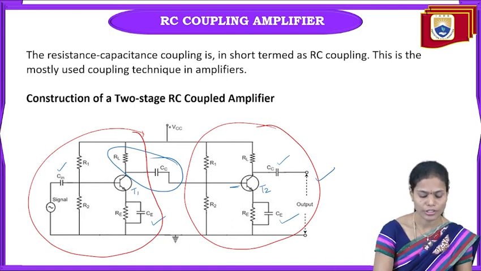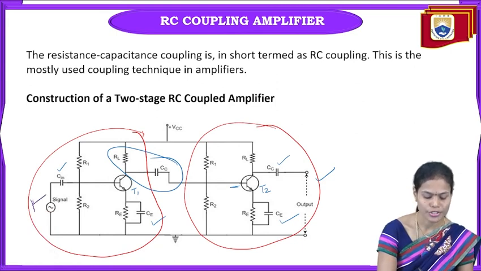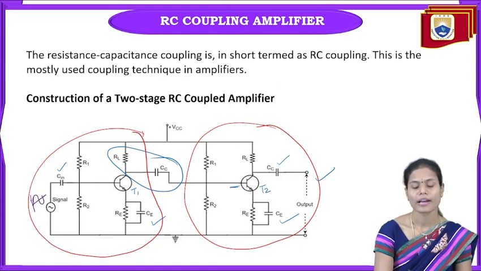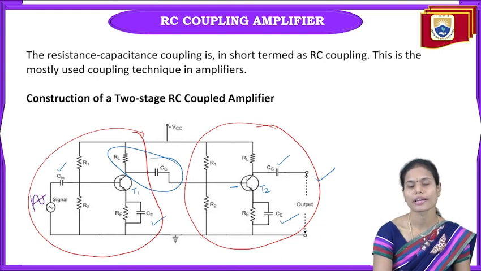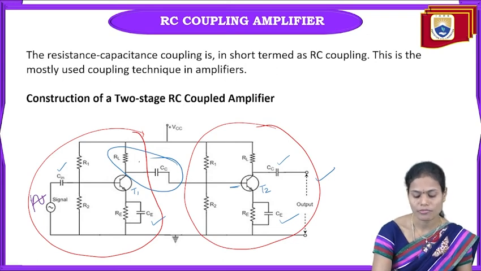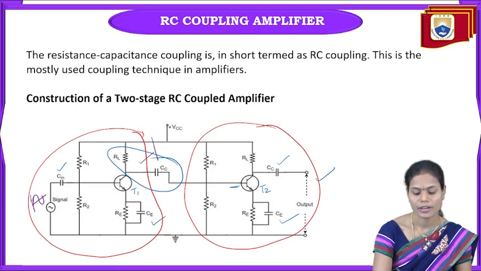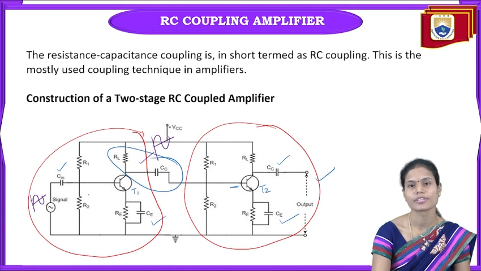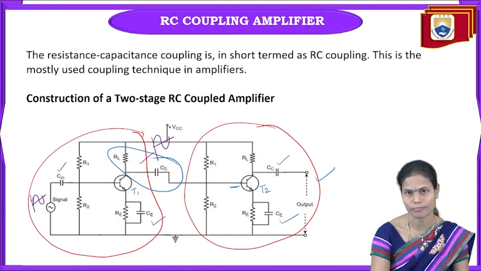And in this particular case, if I apply my input voltage to the first stage, because of the biasing conditions, this transistor will operate in the active region. Once the transistor is operating in the active region, if you provide the input signal, across the output of this first stage you will get the amplified version of the applied input signal.